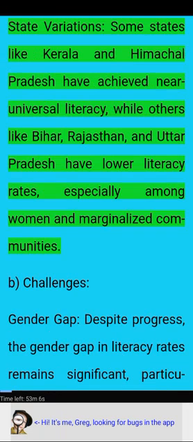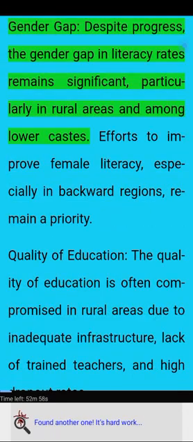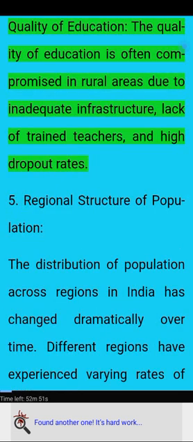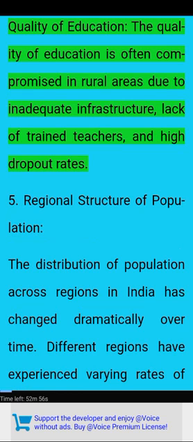State variations. Some states like Kerala and Himachal Pradesh have achieved near universal literacy, while others like Bihar, Rajasthan, and Uttar Pradesh have lower literacy rates, especially among women and marginalized communities. B. Challenges. Gender gap. Despite progress, the gender gap in literacy rates remains significant, particularly in rural areas and among lower castes. Efforts to improve female literacy, especially in backward regions, remain a priority. Quality of education. The quality of education is often compromised in rural areas due to inadequate infrastructure, lack of trained teachers, and high dropout rates.